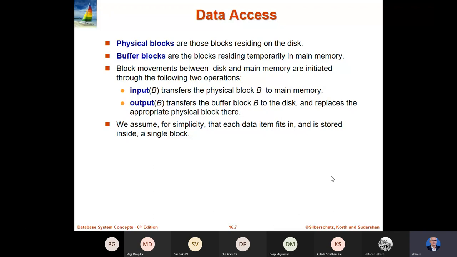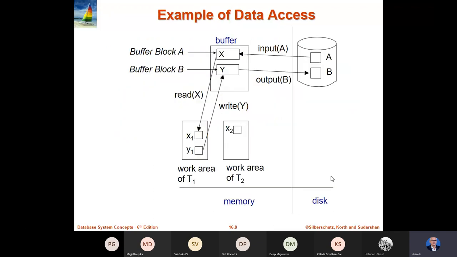Input B means transfer the physical block B from the disk to main memory. So it goes to the main memory's buffer block. And output B means transfer the buffer block B to the disk and replaces the appropriate physical block there. We'll have some figures to explain this. We assume for simplicity that each data item fits in and is stored inside a single block.